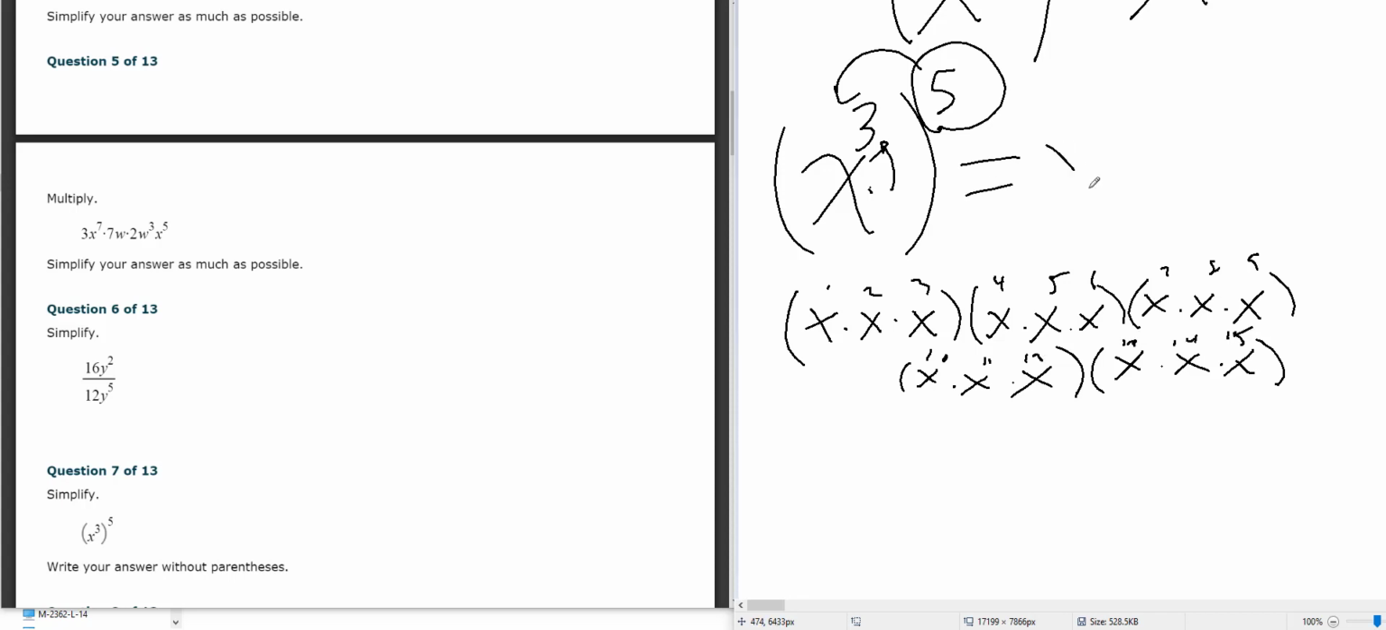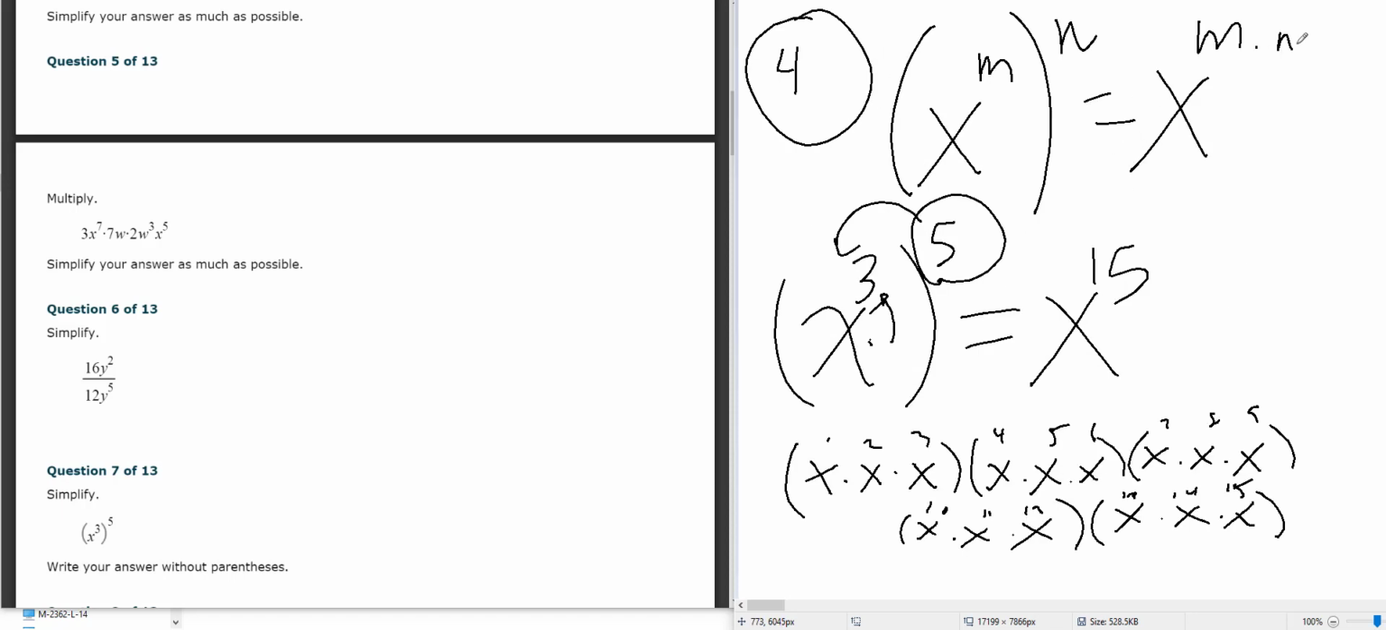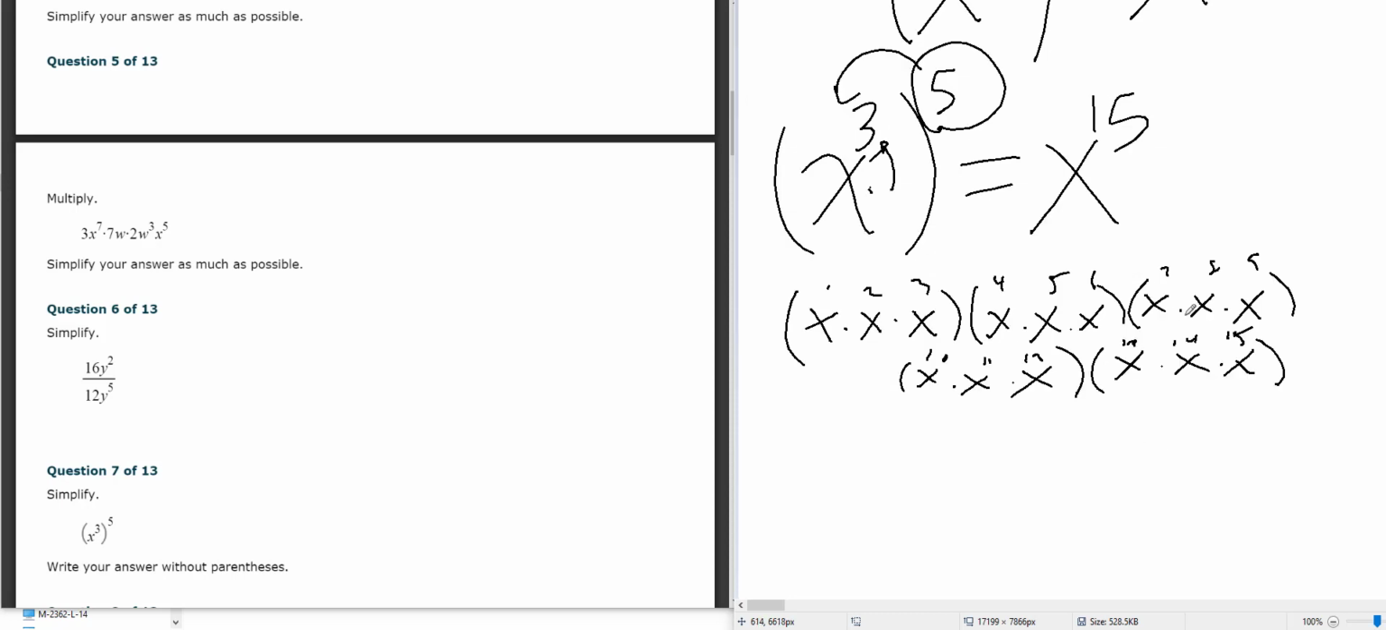It would have been a lot easier just to multiply those exponents. According to the rule, power to a power, you multiply the exponents. Here's why. But of course, the larger these numbers are, the less likely it is that you're going to want to write this out and figure out how to do it. So you need to memorize: power to a power, we multiply.